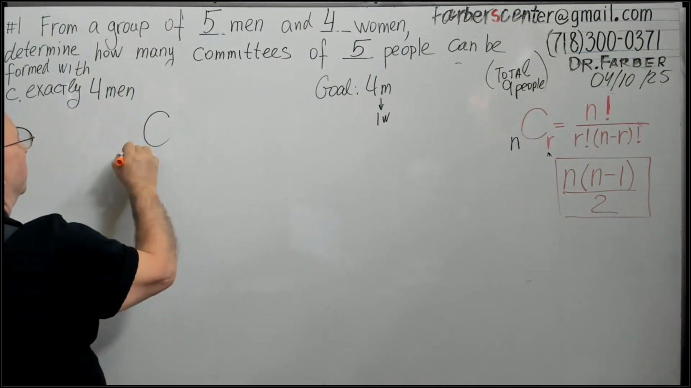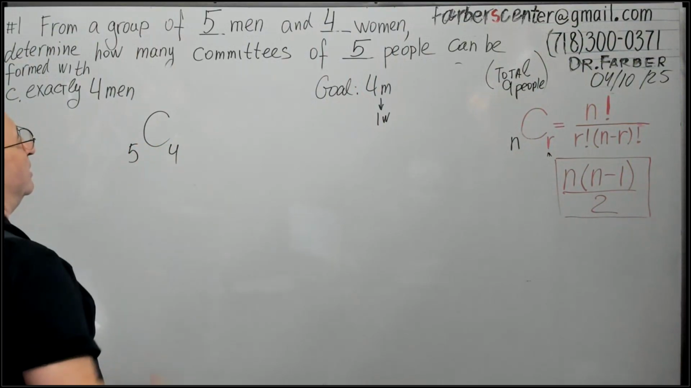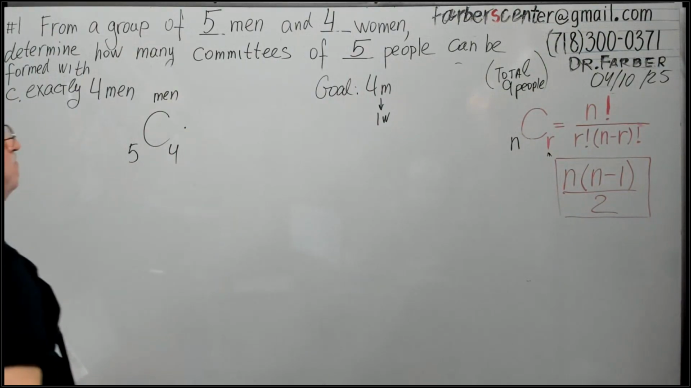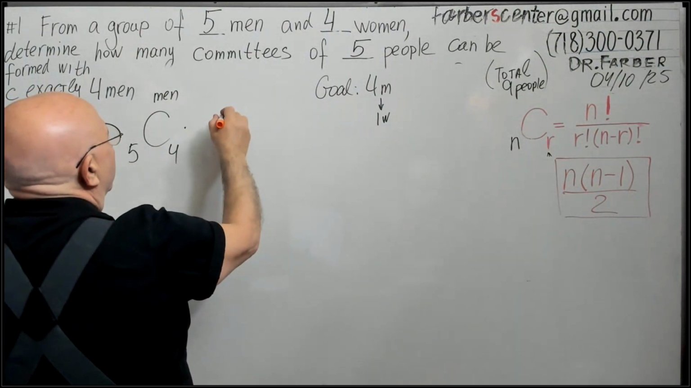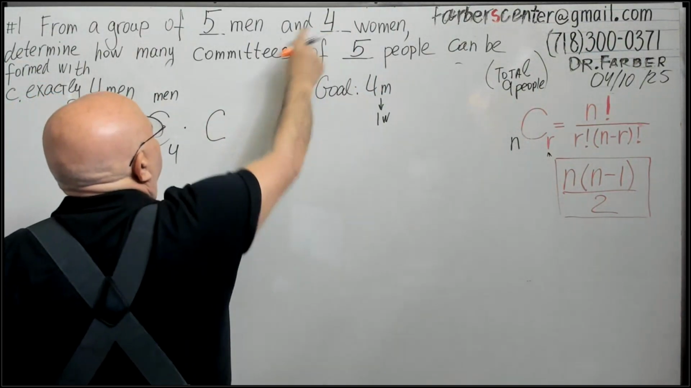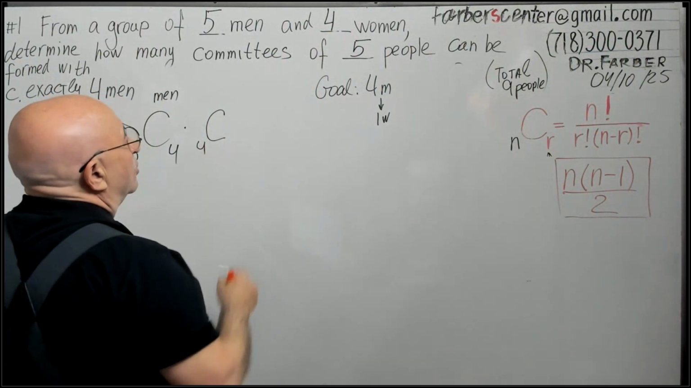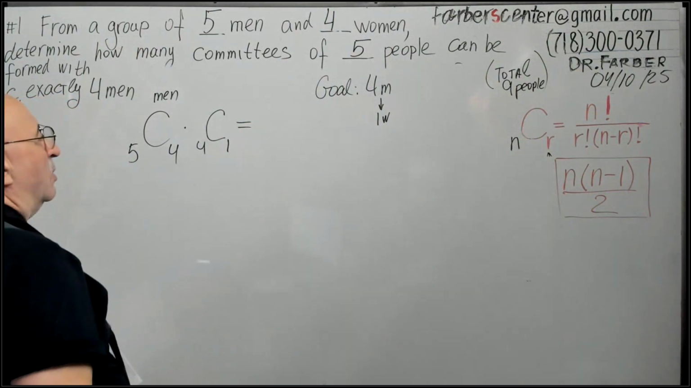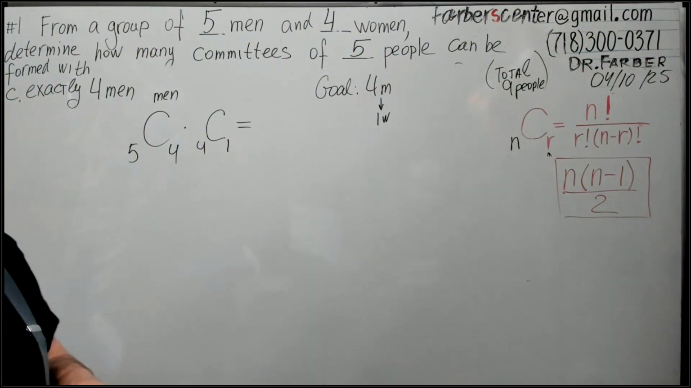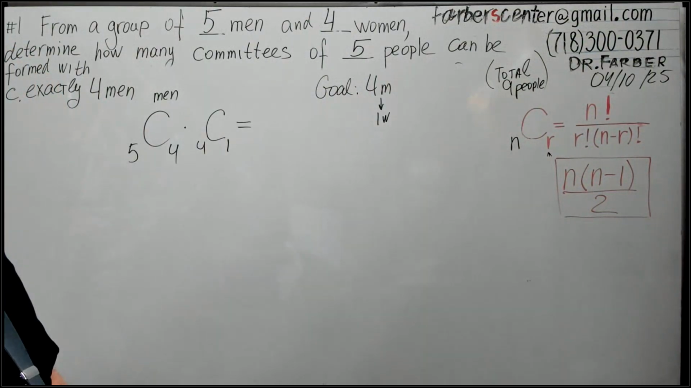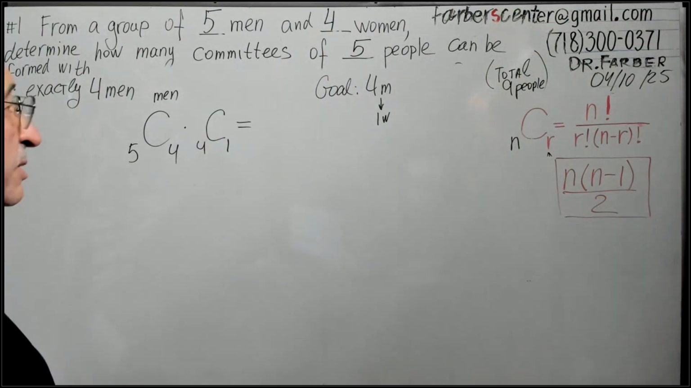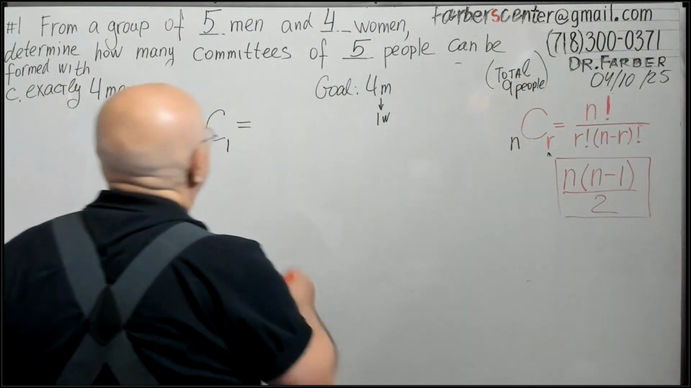C of 5, choose 4. This is for men. Times C of 4, this is my entity, choose 1 since we have only 1 woman. Who understands this? 100%. You think? Okay, Matvey. Try not to lose anything, because later it will be more challenging than this one. It's just the beginning.